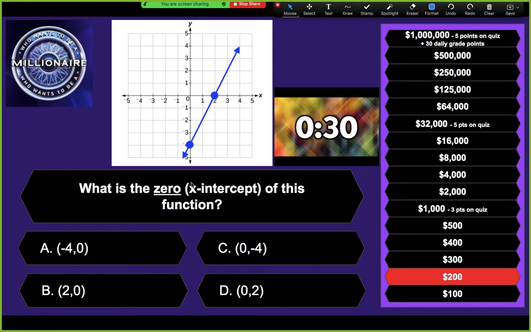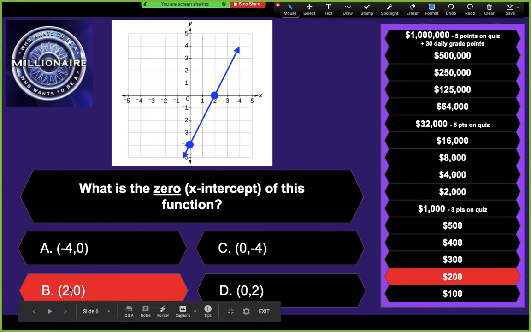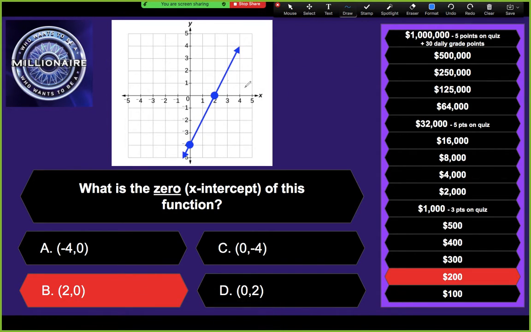Alright, so let's go over it together. So our answer here should have been (2, 0). Your x-intercept is where your line crosses the x. So if this is my line here, like the blue line, where does it meet the x-axis? It meets at 2. Remember that your points go x, y. So if I'm looking for my x-intercept, make sure that the number goes where the x is. So it should be (2, 0), not (0, 2).